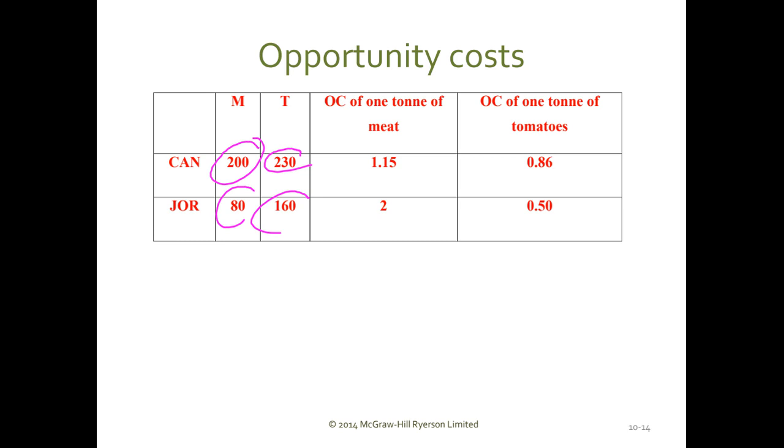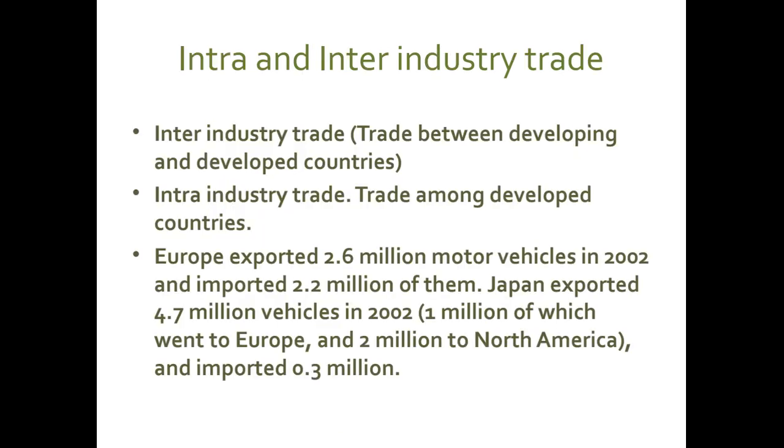By OC, I mean opportunity cost of 1 ton of tomatoes, 1 ton of meat. So I'm calculating the opportunity cost of meat. I'll take this 230 first and then divide by 200. This is how I get all these 4 numbers. And then I compare. And then the answers are given here. Okay. Oh, no, answers are not given. I'm sorry. So you have to write the answer.